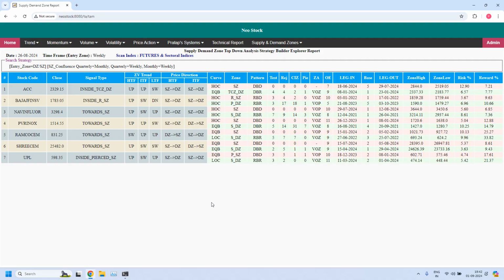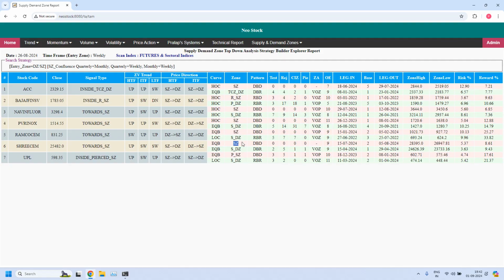Anyway, the weekly zone is inside the monthly. Because if you already completed the course, you know how to identify the monthly zone and weekly zone. This list is helping you to reduce your time. If you really want to identify the stock UPL, you won't go directly to the UPL. You never know UPL is having a zone confluence. But anyway, it is a pierced zone. After doing analysis, you will identify it is a pierced zone. But the software is easily giving you.